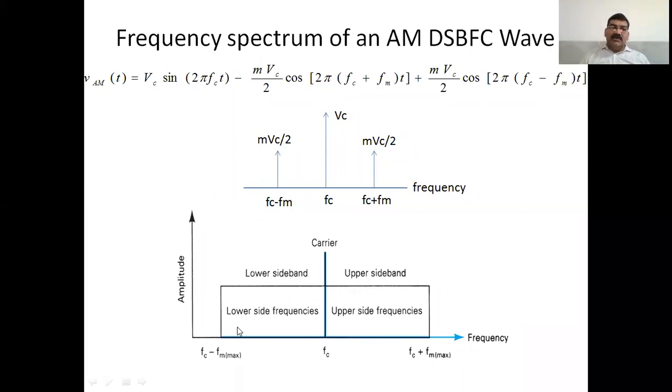This is the lower sideband frequency. So this is called the lower sideband. This is called the upper sideband. This entire band is the upper sideband, and this band is the lower sideband. This frequency is the lower sideband frequency, and this frequency is the upper sideband frequency. So this is the representation.